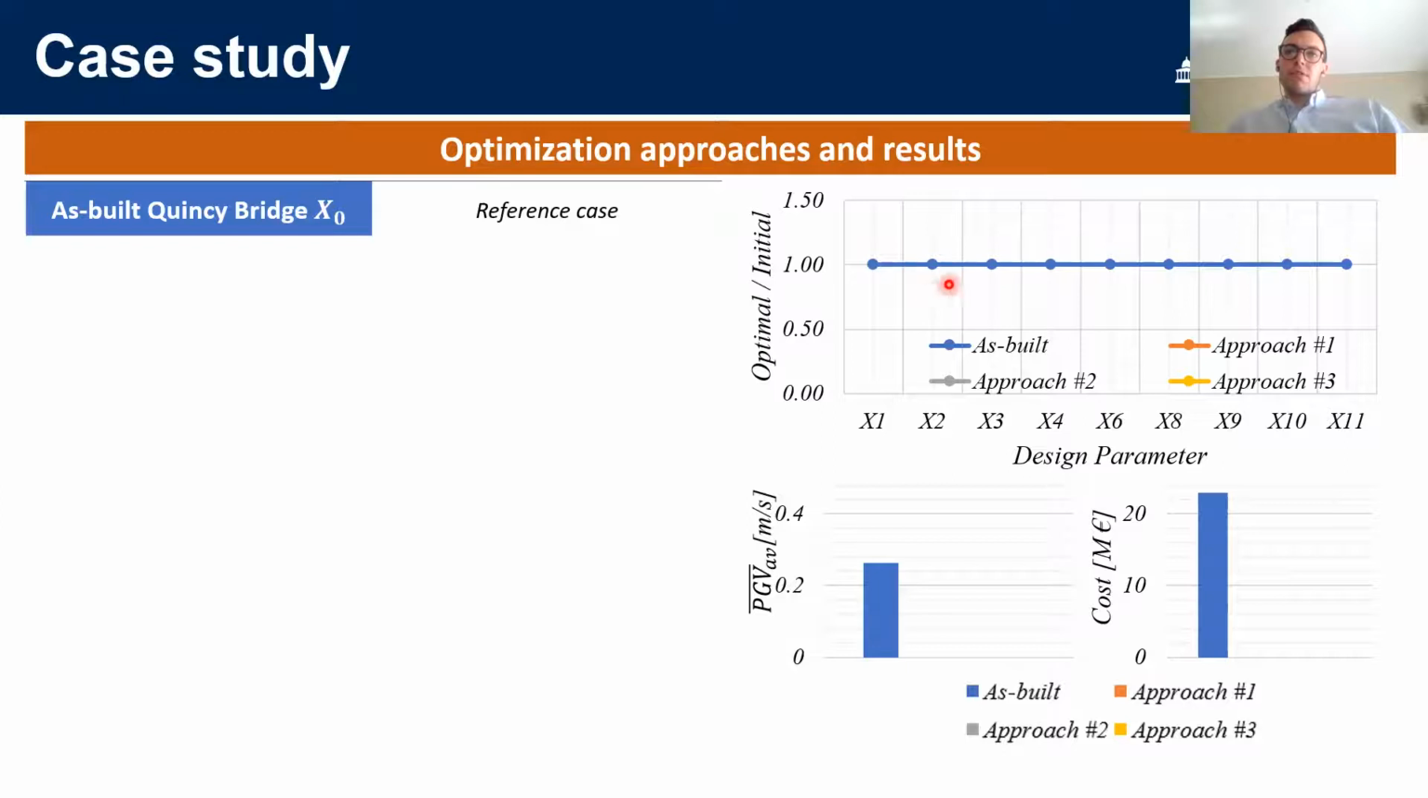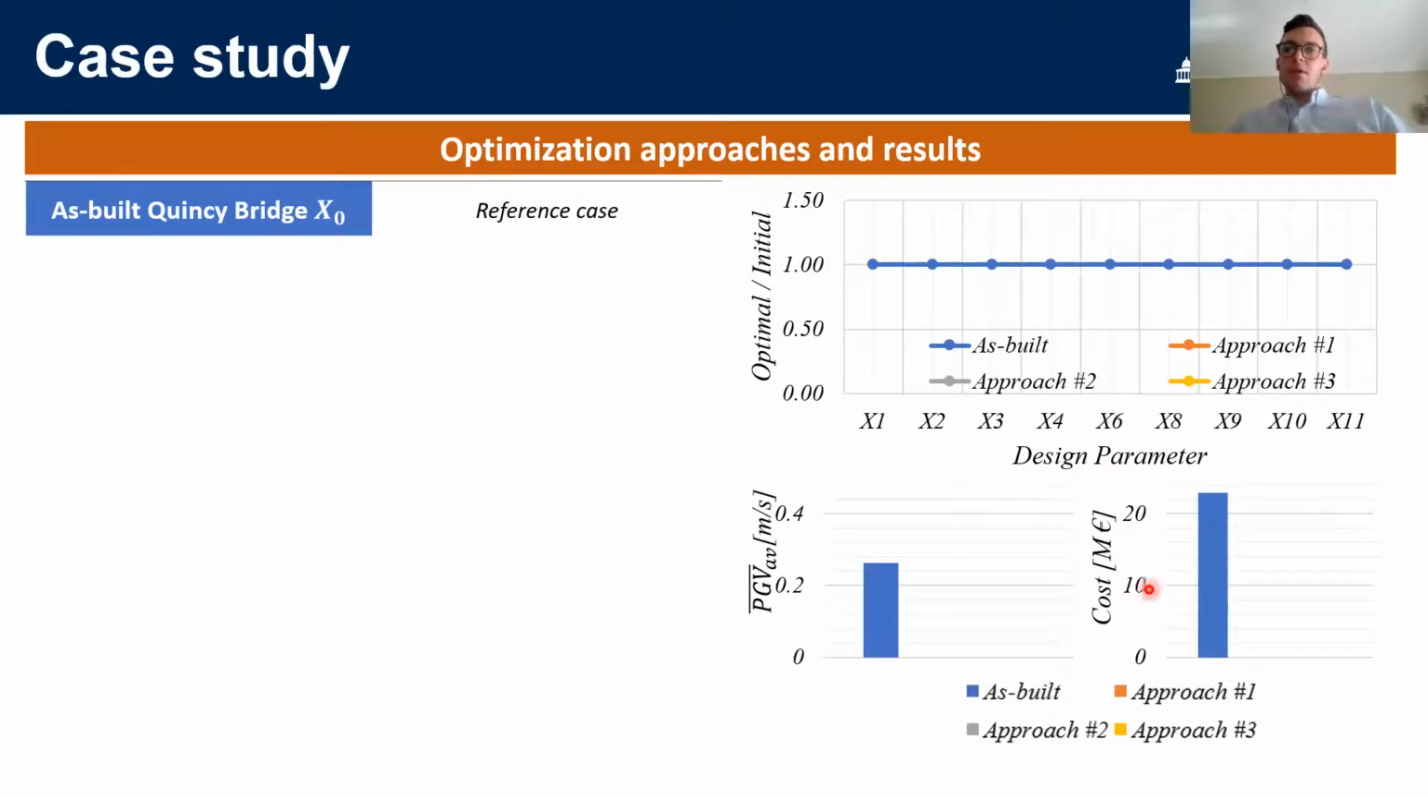So the blue lines refer to the Quincy bridge with the properties that it has now. And as you can see, on the first graph, we have the ratio between the optimal versus the initial parameters, which are x1 to x11. Then we have this second graph, which shows the average value of the median peak ground velocity. We interpreted this saying that if this bar grows, the structure has a lower probability of failure. If it moves downwards, it will have a higher probability of damage.